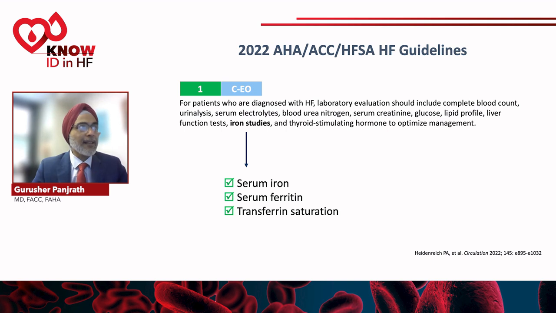These are from the AHA/ACC heart failure guidelines as well, which again give a class 1 recommendation to look for iron profile and iron studies, again focusing on serum iron, serum ferritin, and transferrin saturation.